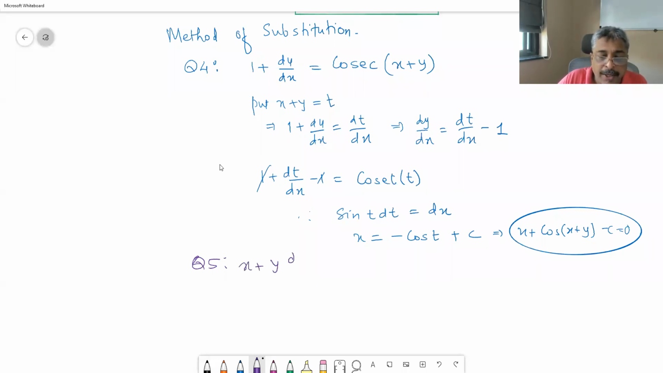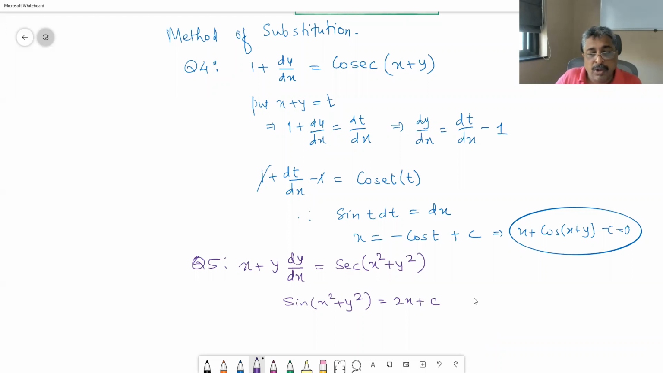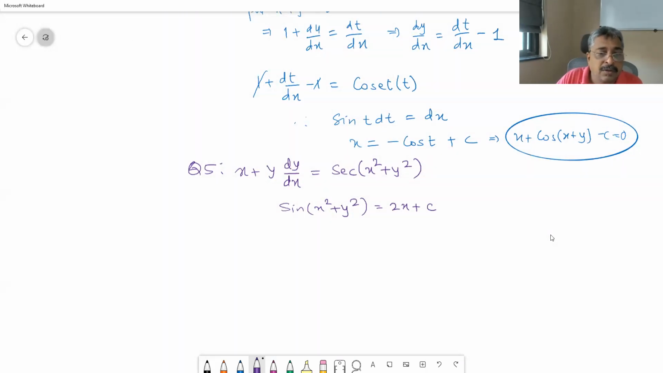x plus y dy by dx is equal to sec of x square plus y square. Solve. Answer for this is sine of x square plus y square is equal to 2x plus c. Question 6. Last question. Question 6.